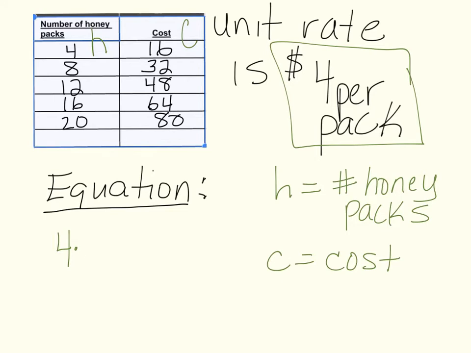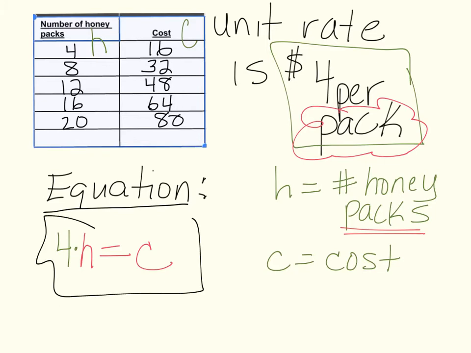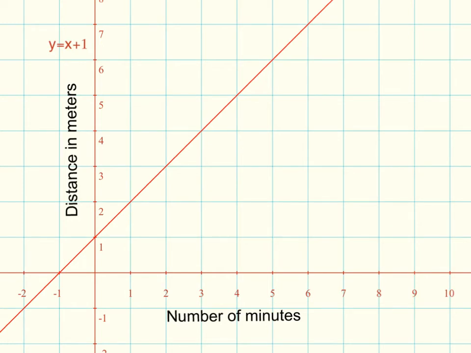So my little trick here is whatever it says per, pack, that's what I multiply by. The packs of honey is represented by H, so 4 times H is going to equal the other variable, which is the cost. So this is how I would write an equation for that proportional relationship. Okay, next, we're going to do another example, so let's call this one example 2.